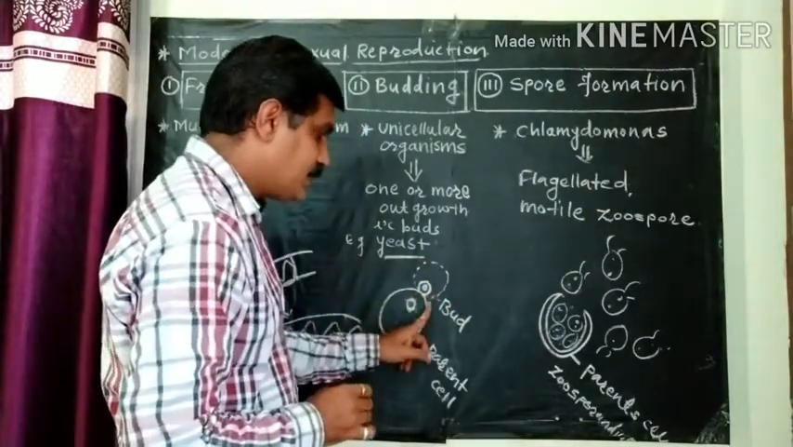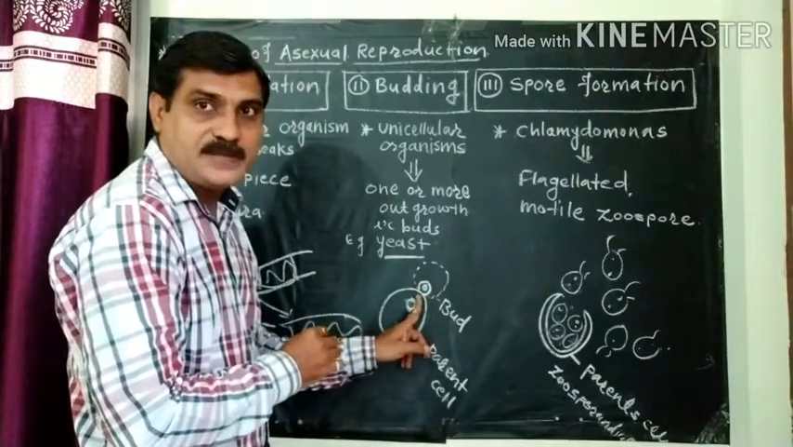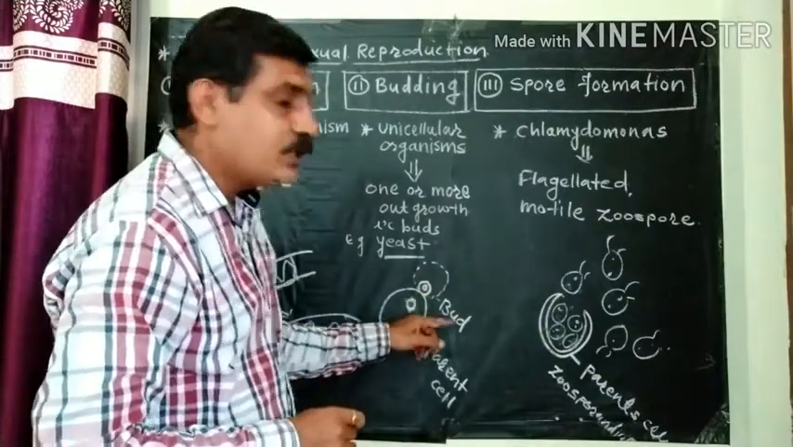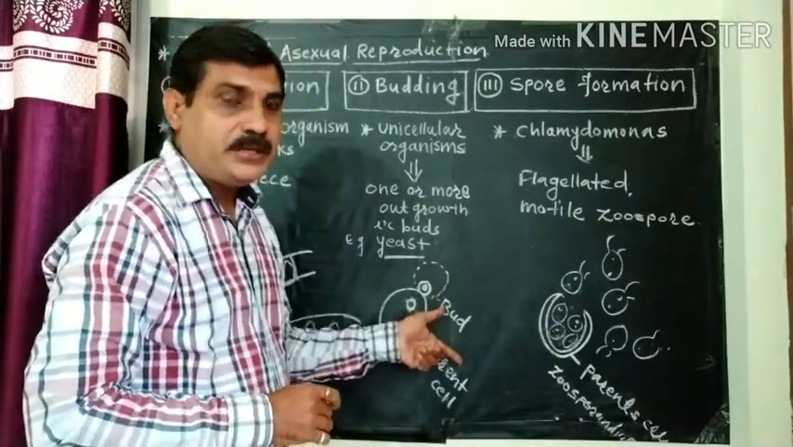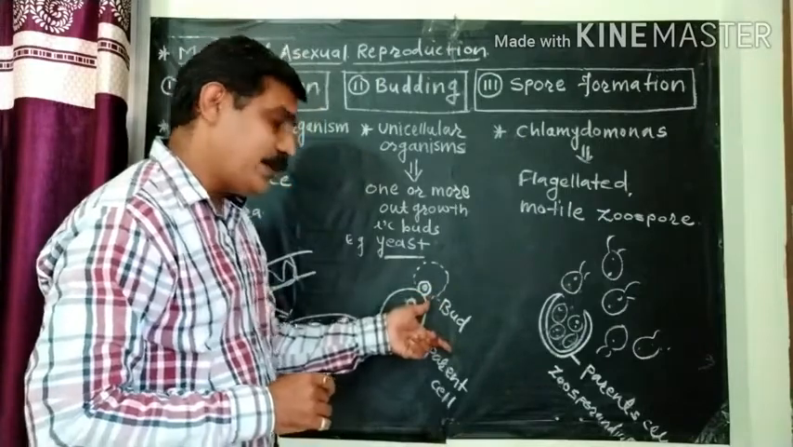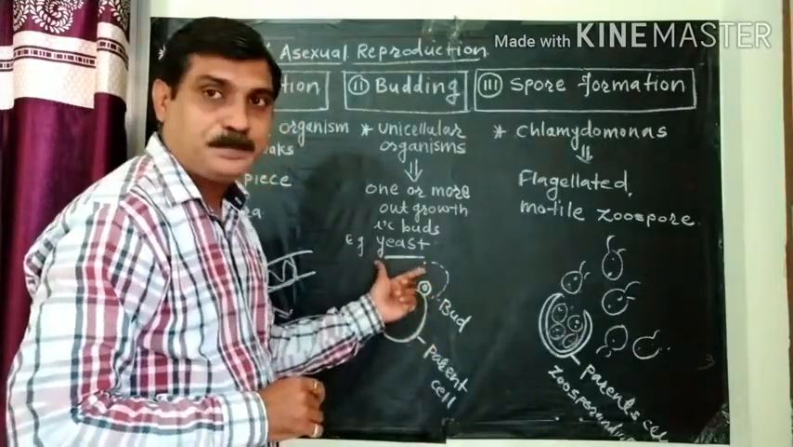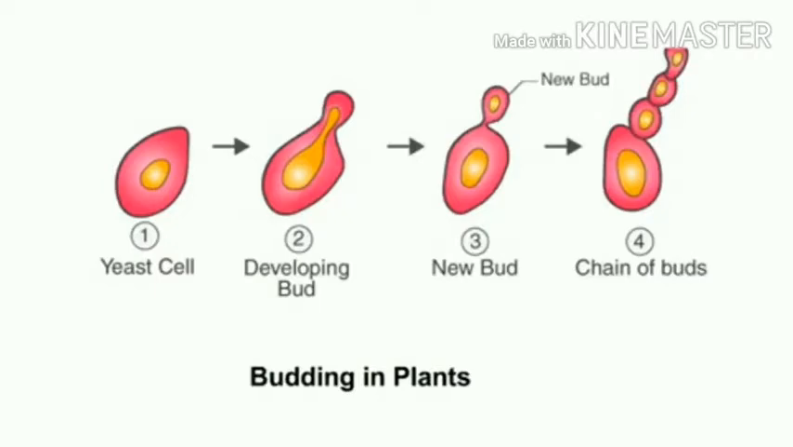these buds detach from the parent cell and develop into a new independent organism, and an example is yeast. In yeast, the parent cell develops a new bud, and that bud develops into a new yeast and detaches from the parent cell. So this process of asexual reproduction is known as budding.